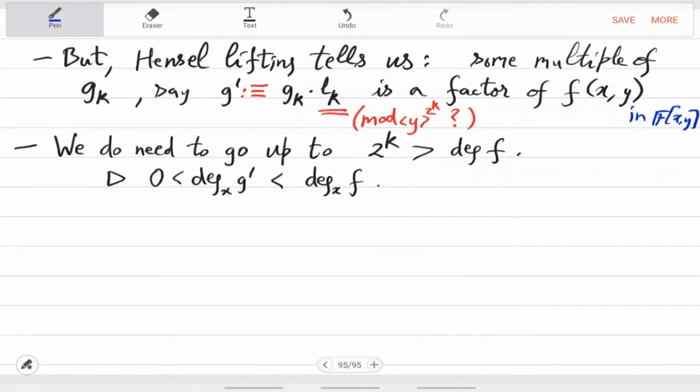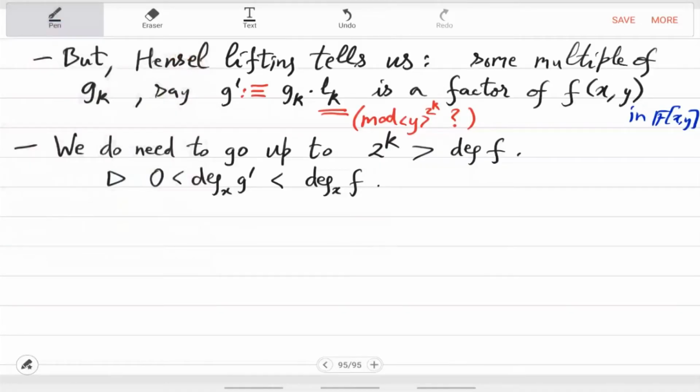If LK is just x free? No. LK we are not putting any restriction. We have computed GK and we are looking for G prime. Since we are looking for G prime, which is a non-trivial factor of f with respect to x, this range individual degree of G prime has to satisfy.